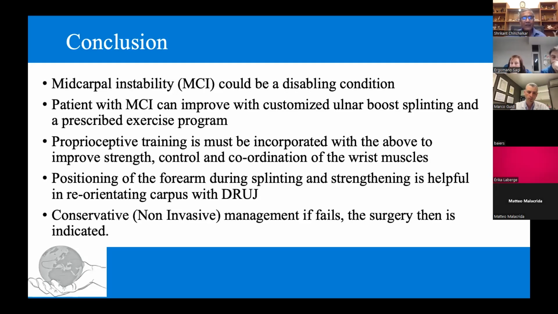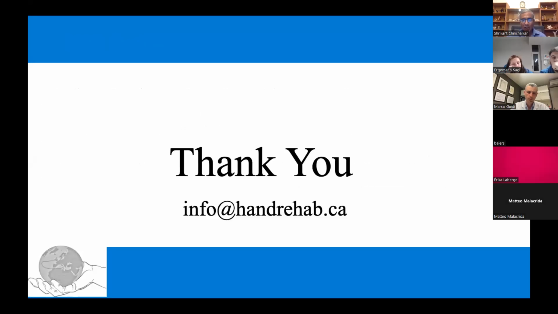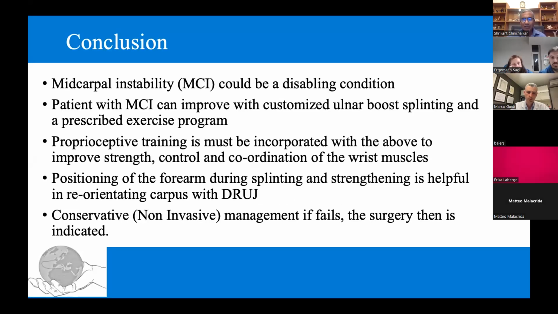And I will emphasize that positioning of the forearm during splinting and strengthening is the key so that we can reorientate the carpals with the distal radioulnar joint and re-establish the relationship between these two structures.